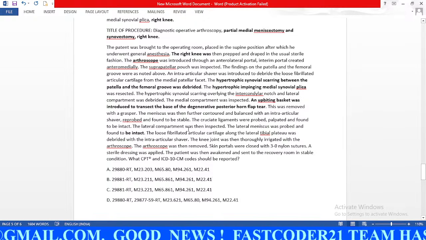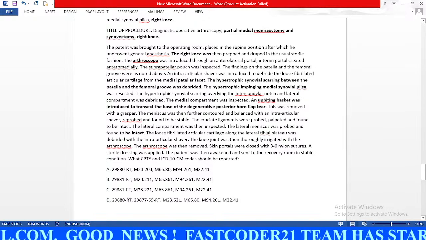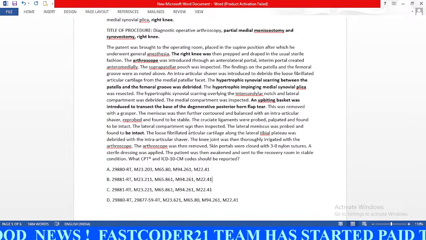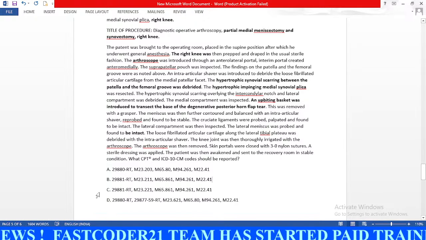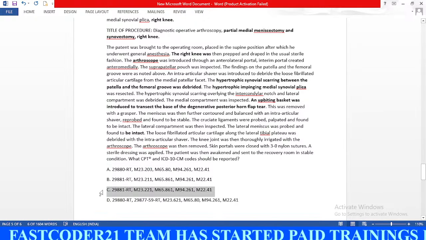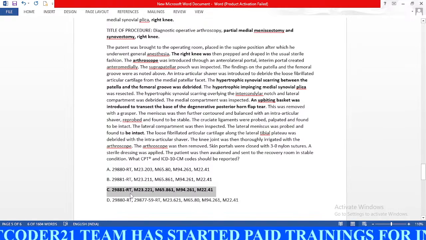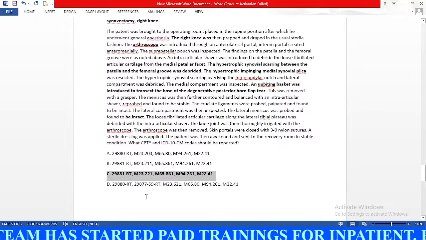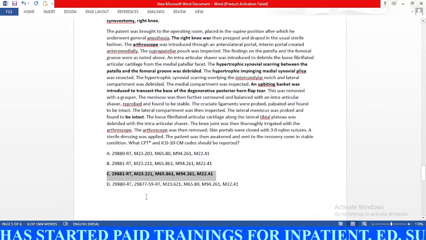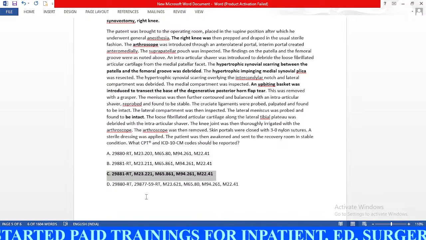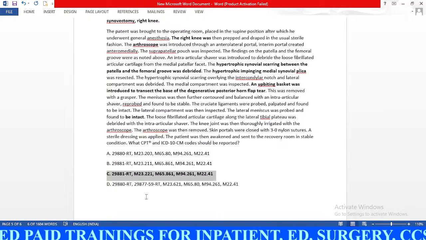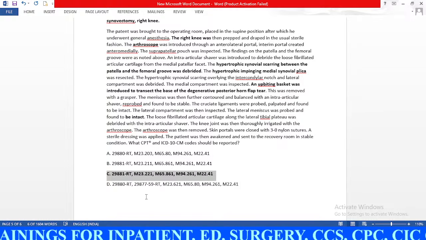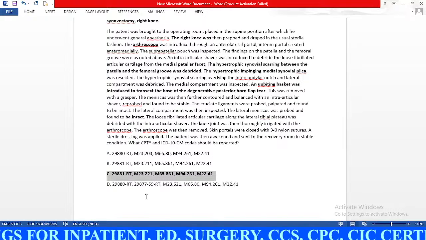So, I hope most of the people wrote it correctly. With this, we have completed today's session. So, our answer is C, 29881, this one. So, we will wait for a few more minutes now. Now it is 11:07. If we have any doubts, we will wait for 3 or 4 minutes. Then we will disconnect and we will meet in the next session or next week.